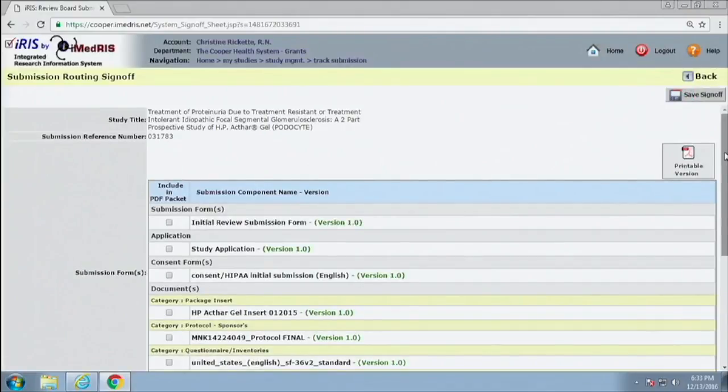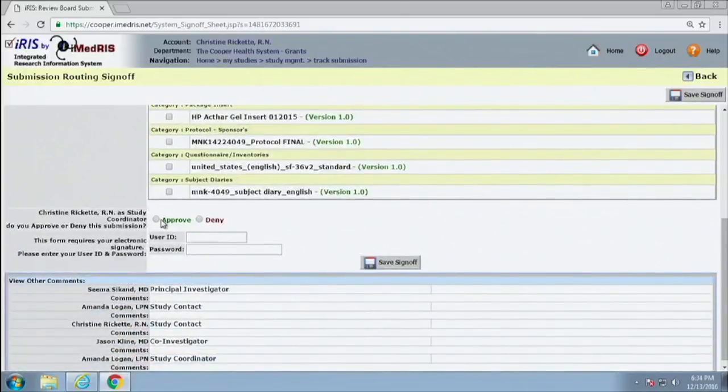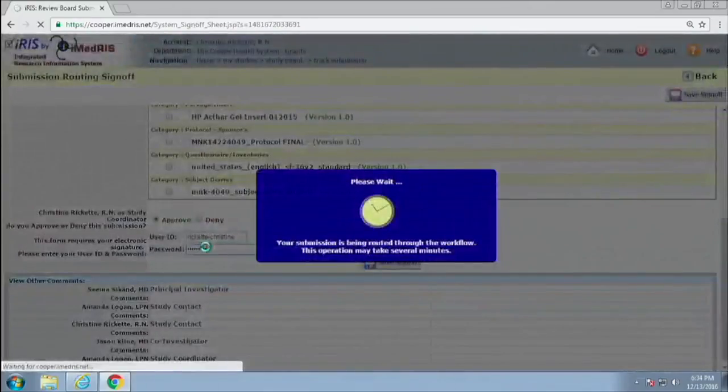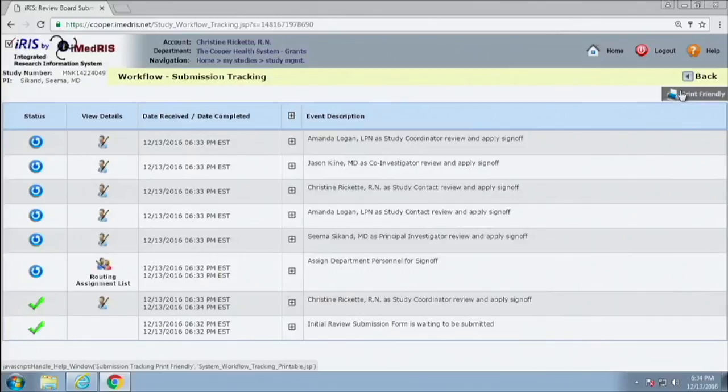This is the next screen that comes up. This is everything that was included, all the different inserts. It has the application and all the inserts. If you forgot anything, you can go back from there and add it in, because once you sign off, it'll be routed. So I'm going to click approve. And here it is. It's being routed right now.